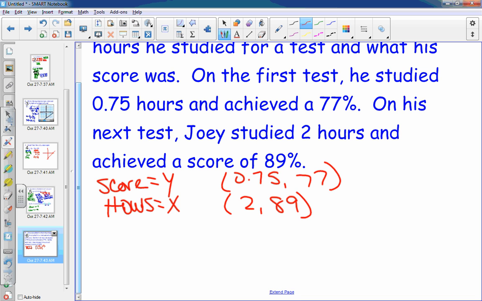Okay, so now I need to find the equation of the line. You have to use exactly the same unit, which is hours rather than minutes. If you wanted to use minutes, you could use 45 and then 120, but it would be a lot bigger numbers. All right, the next thing we're going to do is what?